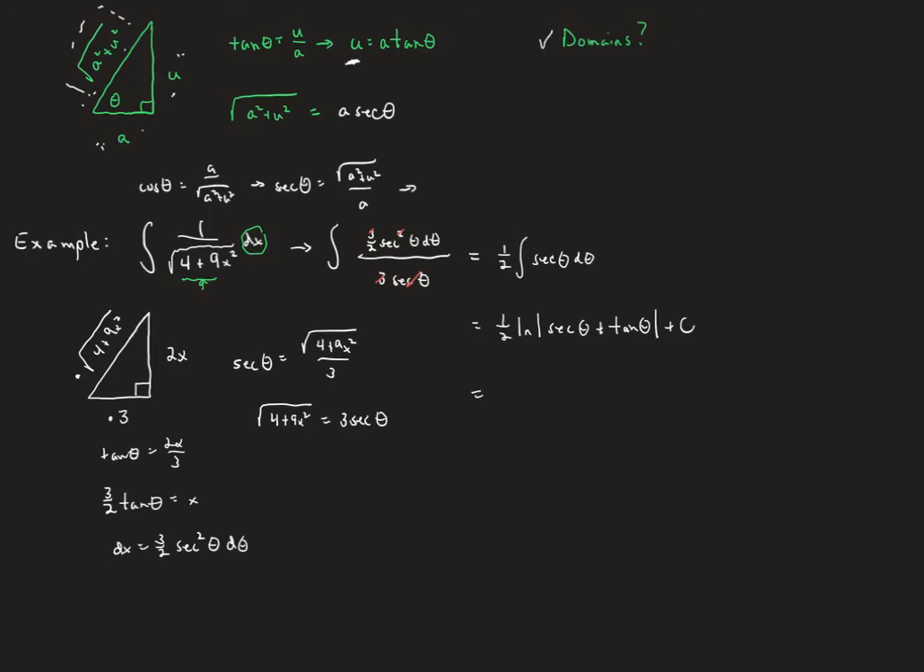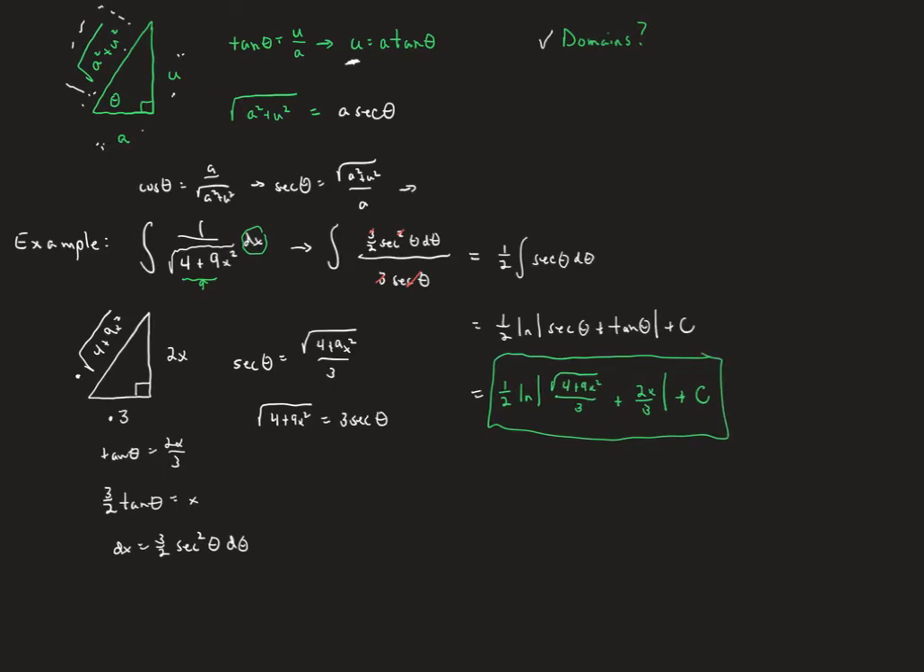And then we're not finished, because now we're going to go back to our triangle and replace these things that have thetas in them with things that have the original x's. So secant of theta is going to be the hypotenuse over the adjacent. So that's going to be the square root of 4 plus 9x squared all over 3. And the tangent of theta is going to be 2x over 3. And that is the integral of that crazy thing.